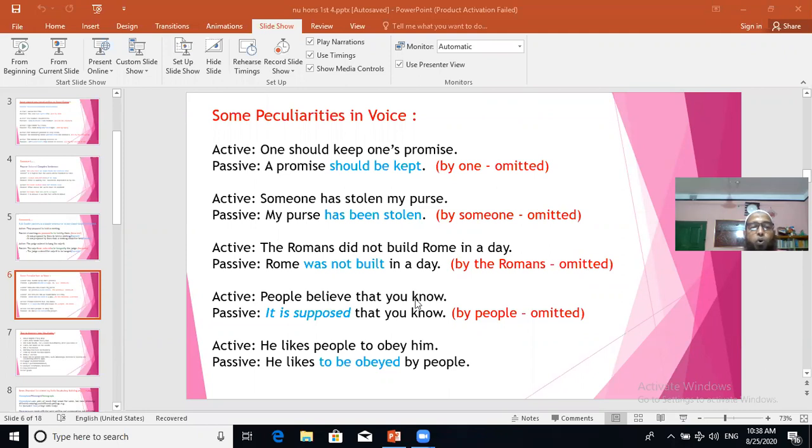People believe that you know. People believe. That means it is supposed. With the voice change: it is supposed that you know. By the people is omitted here. But look at this sentence, the last one. He likes people to obey him. That means he likes to be obeyed by the people. He likes to be obeyed by people. By whom? That you should mention over here. He likes to be obeyed by whom? Have you got it?